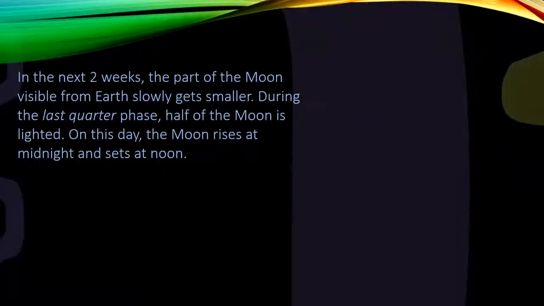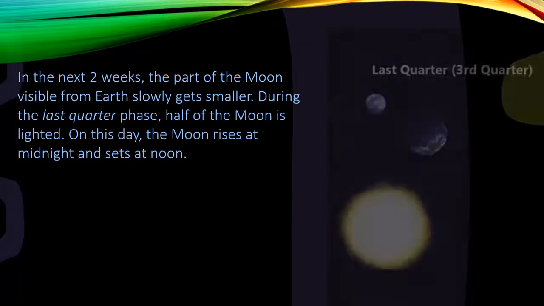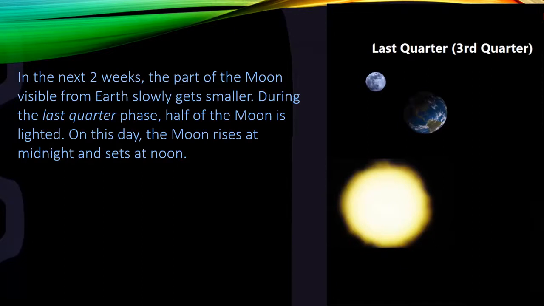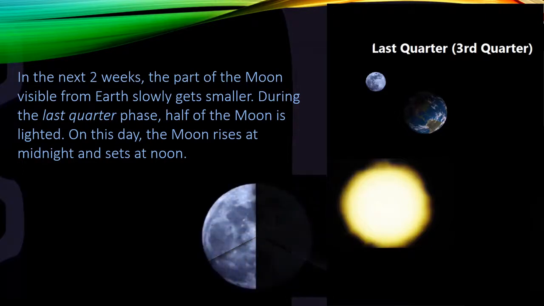In the next 2 weeks, the part of the moon visible from Earth slowly gets smaller. This is called the last quarter phase. In this case, the moon rises at midnight and sets at noon. This is the reverse of the waxing phase. As you see, it has traveled the reverse of the waxing first quarter. It travels one-fourth in its position around Earth. And as you see, the moon turns smaller, and it looks like an inverted D.